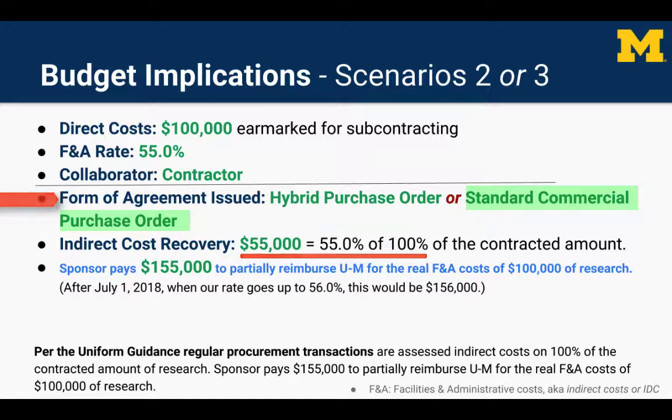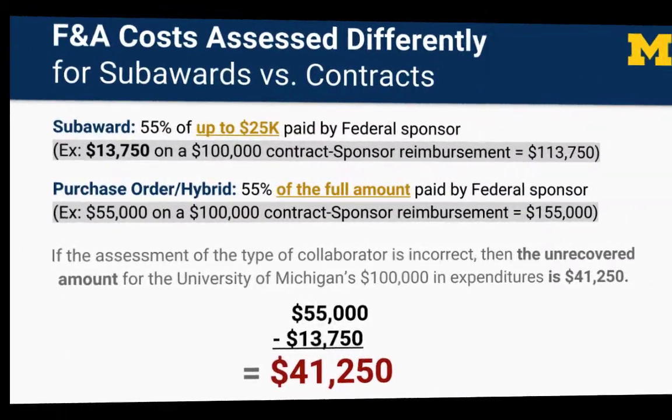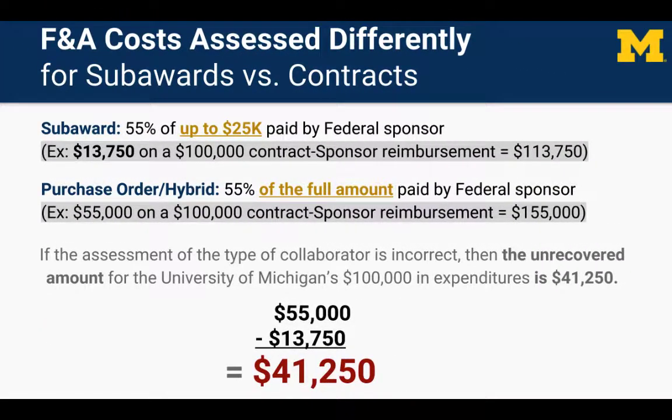the contracted amount. So, if an organization is classified as a subawardee or subrecipient when it should have been classified as a contractor, U of M fails to recover the full amount of indirect costs it's entitled to. In our scenarios, the unrecovered amount is $41,250.